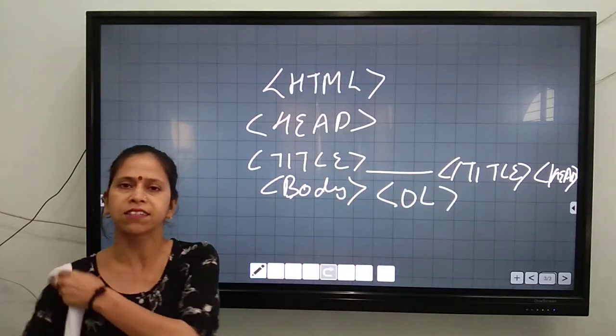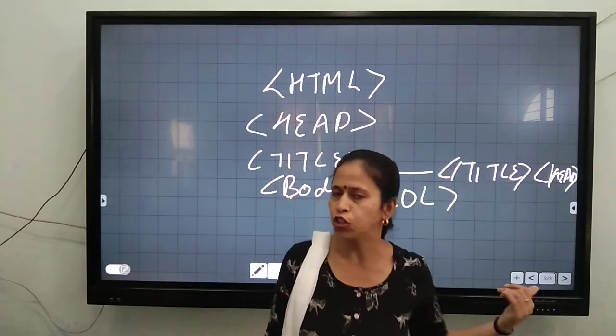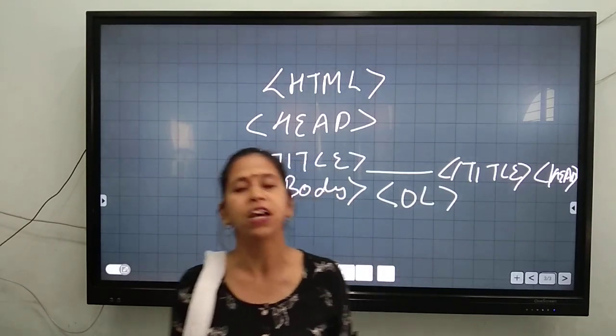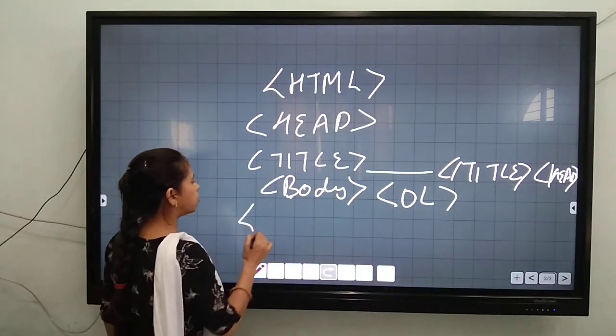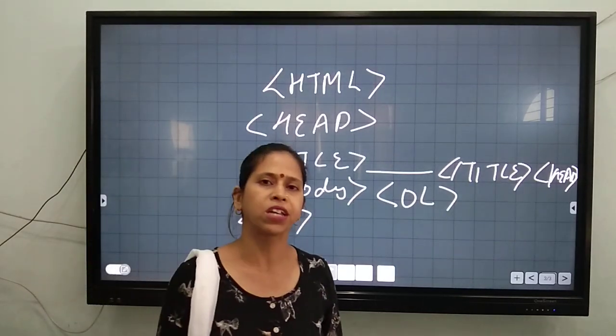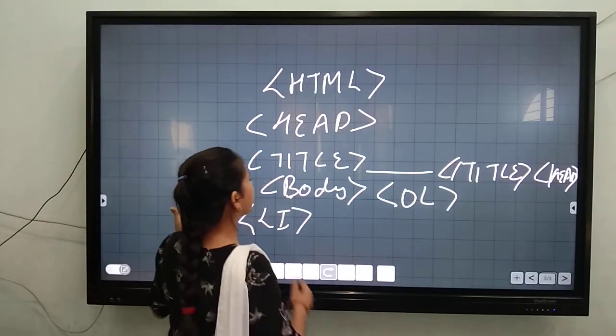It is a particular tag system, and once again I am clearing you, it's a container tag, not an empty tag. It should be opened, and after performing the action, whatever data we want to print, after that we need to close it. The ordered list, the first one, list 1, and this is the list item. Okay, li means list item, the first list item, whatever I want to print.